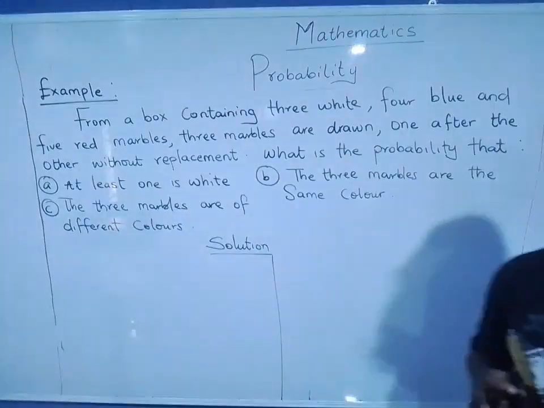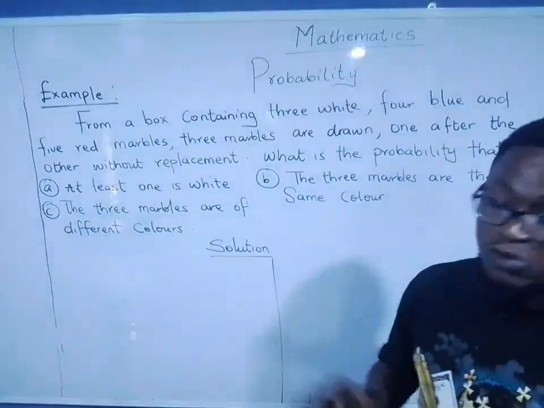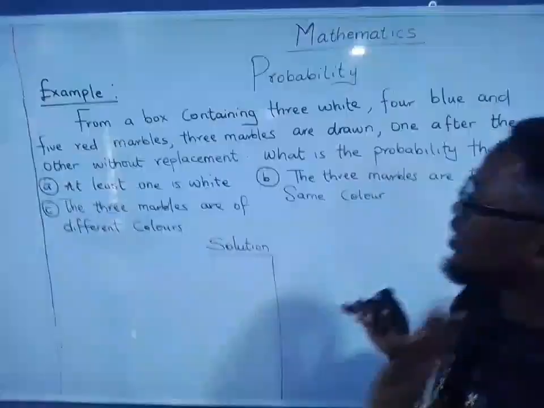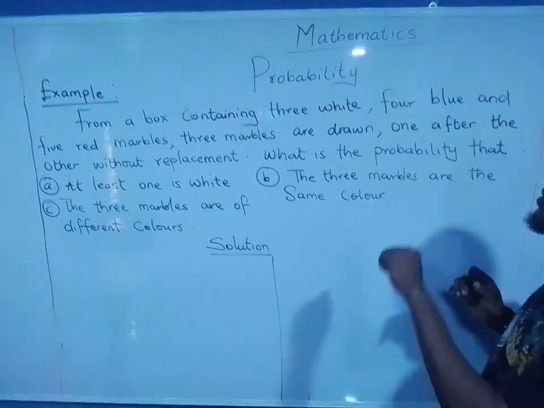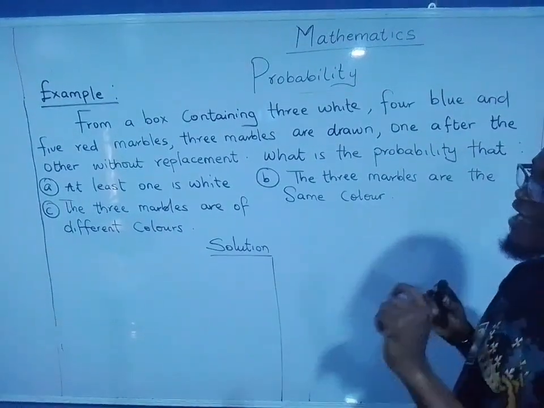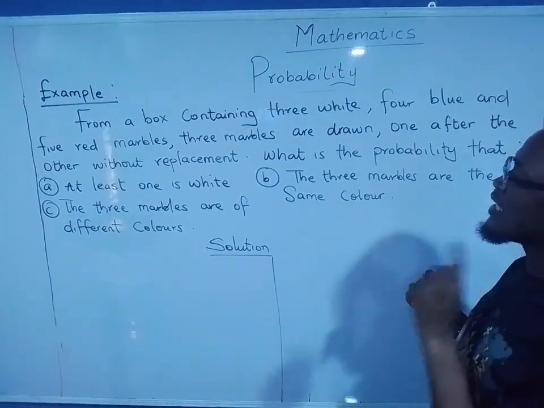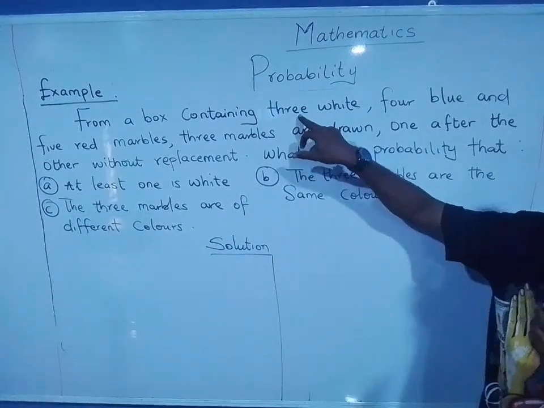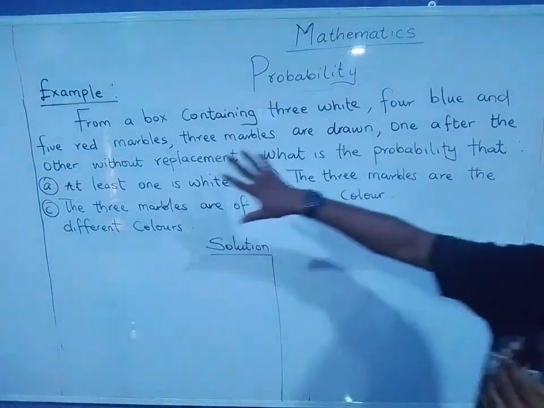Look up. Let's quickly do this one. This is the last example before this. From a box containing 3 white, 4 blue, and 5 red marbles, 3 marbles are drawn. See the information? We have 3 white, 4 blue, and 5 red.